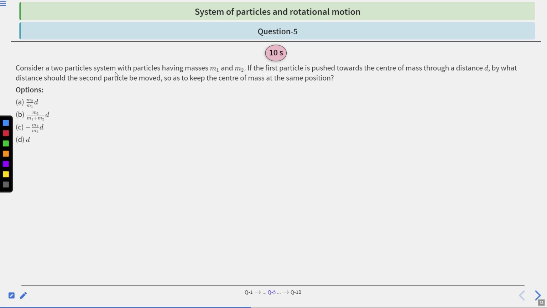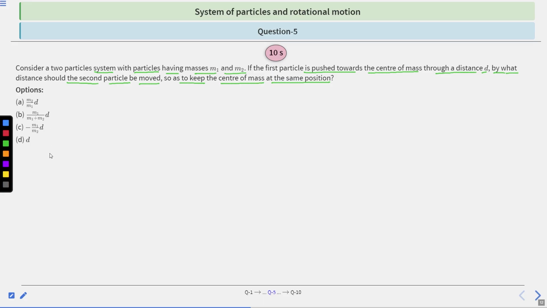Consider a two particle system with particles having masses m1 and m2. If the first particle is pushed towards the center of mass through a distance d, by what distance should the second particle be moved so as to keep the center of mass at the same position? Option A is m2 d divided by m1. Option B is m1 divided by (m1 plus m2) multiplied by d. Option C is minus m1 multiplied by d divided by m2, and option D.